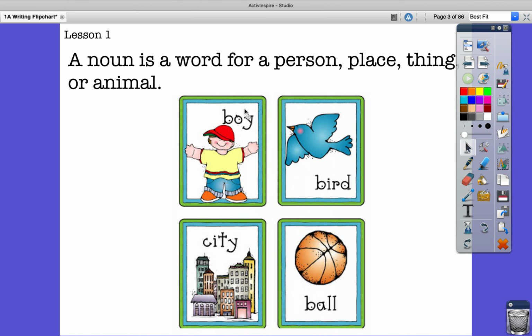So the boy would be a person. The boy is the noun. The bird is an animal. That is also a noun. City is a place. So in order to help you remember that places are nouns, ask yourself, is this somewhere I can visit? If you can visit someplace, that means that it is a noun. And then ball is a thing, also a noun.